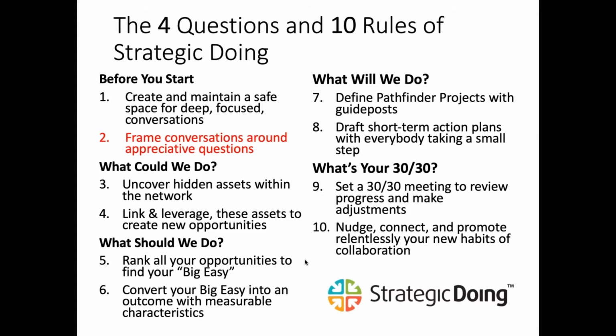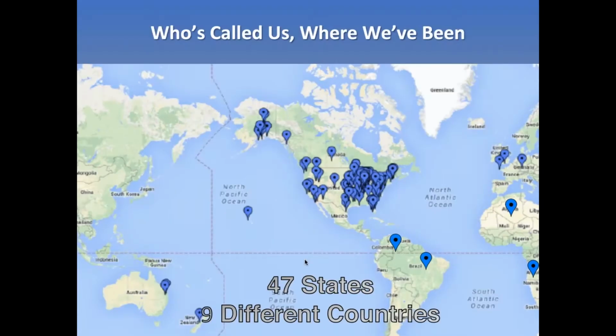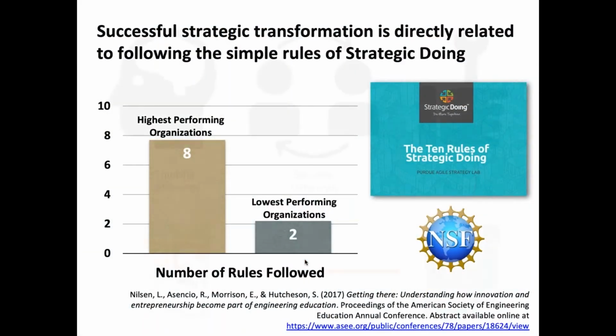So the second rule of strategic transformation, what we call strategic doing, is to frame strategic conversations in our organizations around appreciative questions. Well, what does that mean? Well, first of all, this is where we have done this work, and following those 10 rules seems to be pretty universal for a lot of folks. And I'm going to skip ahead to a couple of these things, and we're going to focus on that rule number 2, framing conversations with the right questions.